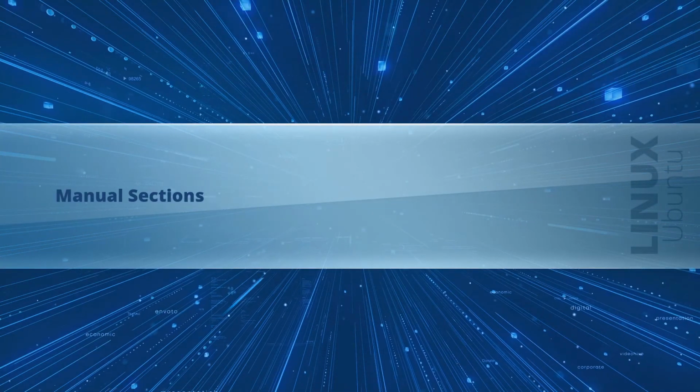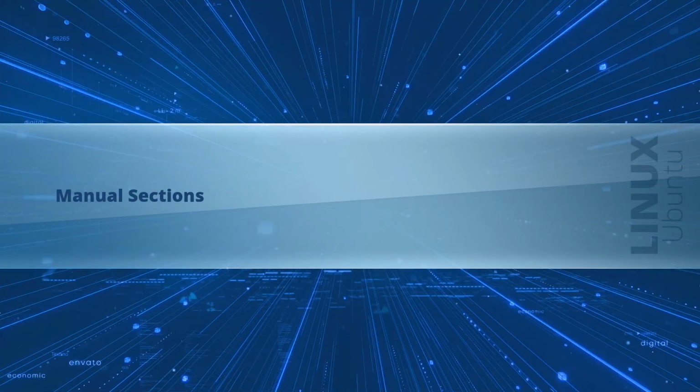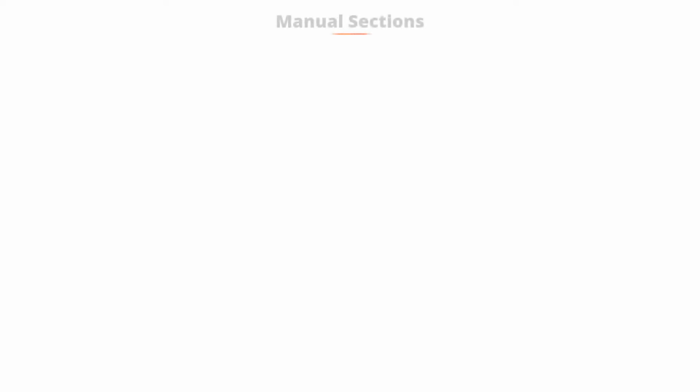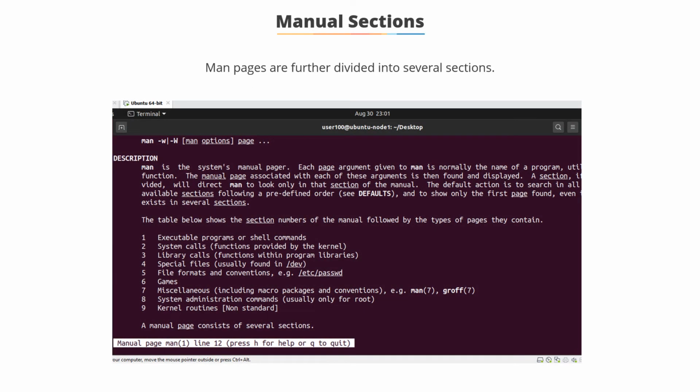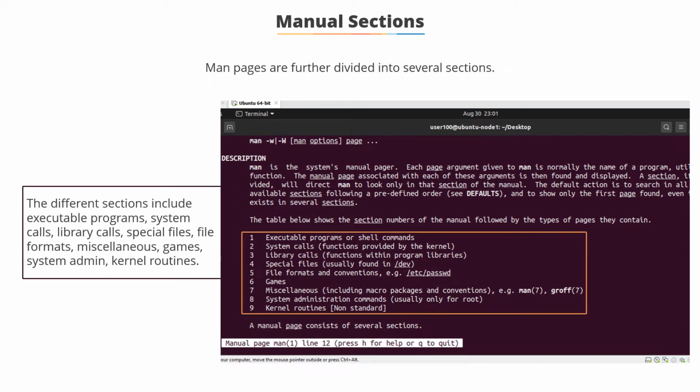Let's learn about the different sections available in manual pages. The manual pages are further divided into several sections. Let's understand the sections one by one. The executable programs or shell commands, system calls, the library calls, special files, file formats, miscellaneous, games, system admin commands, and kernel routines.